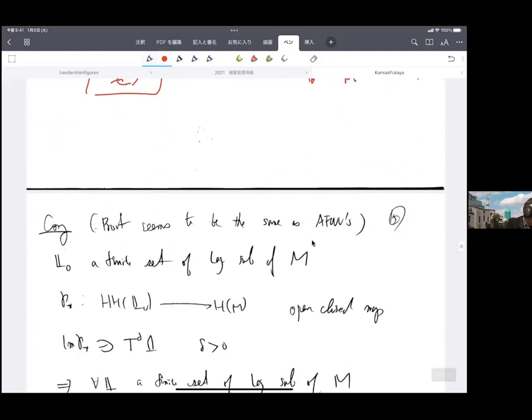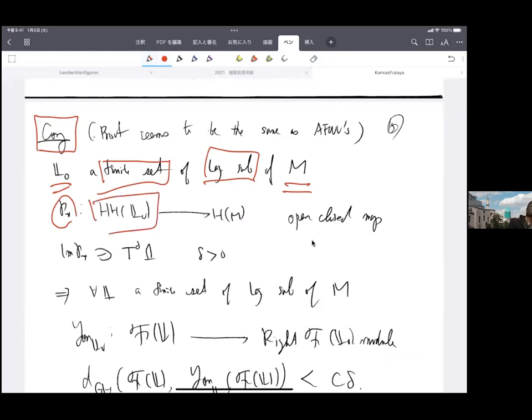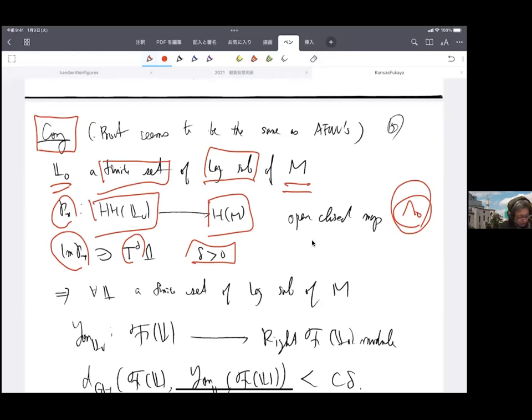But then there are some related conjectures. Suppose L0 is a finite set of Lagrangian submanifolds of your symplectic manifold M, and we consider this open closed map from Hochschild homology to homology of M, and we study it over Lambda 0. Suppose that this image contains T to the power delta of 1. That's a similar situation as in the previous ones. Then the conclusion is the following.